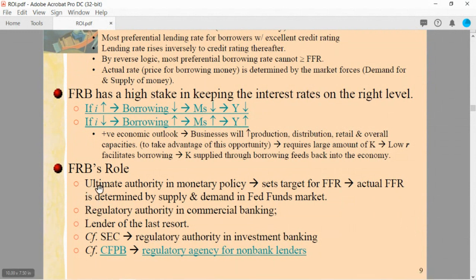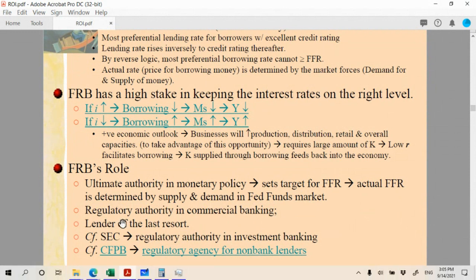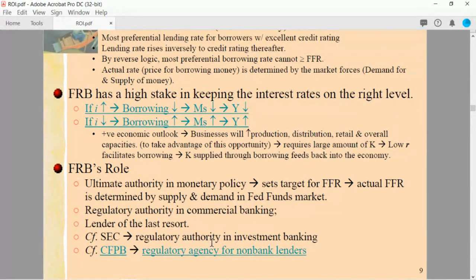And the role of the Federal Reserve, because it's a central bank, is to be the ultimate authority in monetary policy. So they set the target rate for the Fed funds rate, and the actual Fed funds rate is determined by the supply and demand for funds in the Fed funds market. Second, it's a regulatory authority in commercial banking.